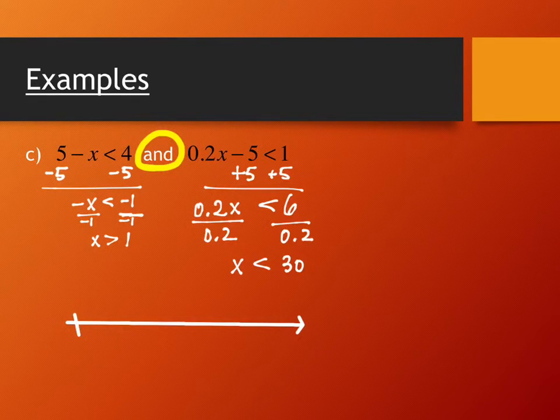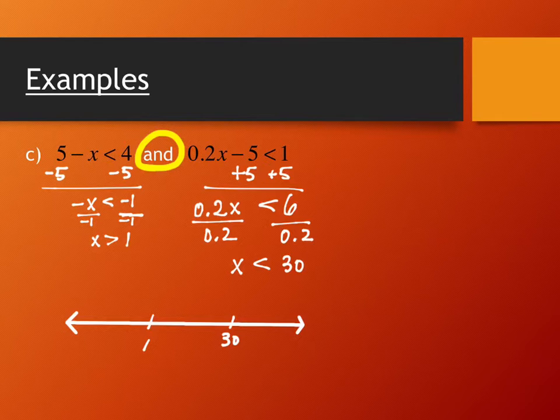So if you have to put them in order on the graph to start with, right? The 1 comes first, the 30 comes second. If it needs to be both larger than 1 and smaller than 30, what part of this graph am I going to shade? The middle.